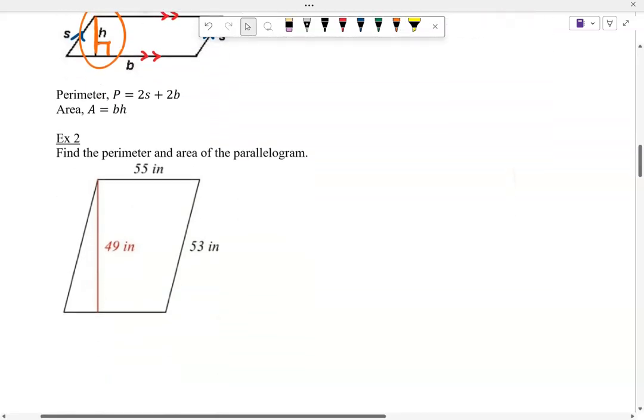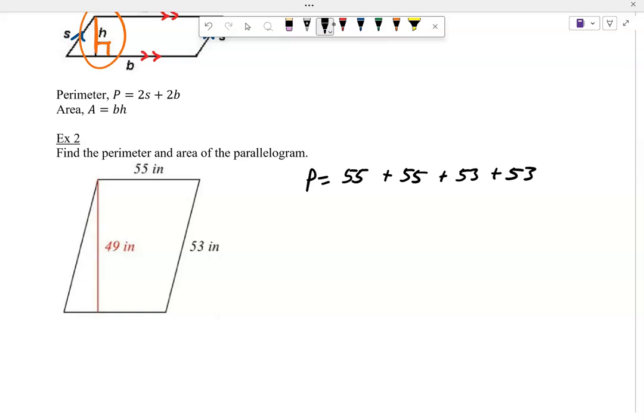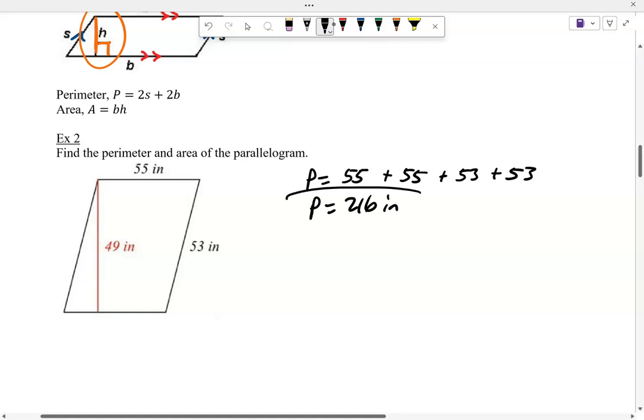Okay, so let's go ahead and find the perimeter of this parallelogram. So this perimeter would be 55, the top, plus the bottom, plus the left side, plus the right side. So we got 55 plus 55 plus 53 plus 53, which ends up being 216. Our units here are inches.